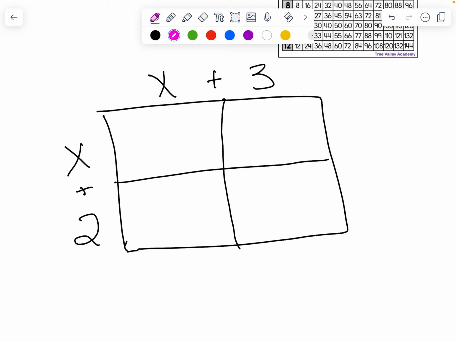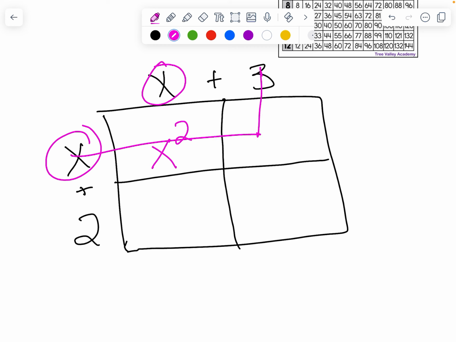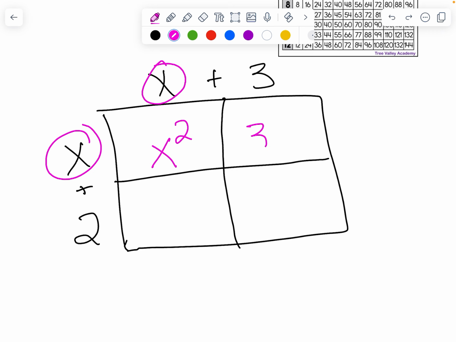X times x, so x times x gives me x squared. And then I'm going to multiply x times 3 and put it right there. That's 3x. And then 2 times x is going to go there. That's 2x. And 2 times 3 is going to go there. That's 6.